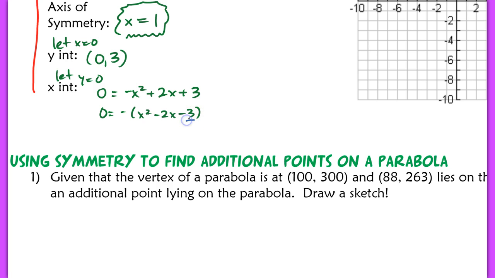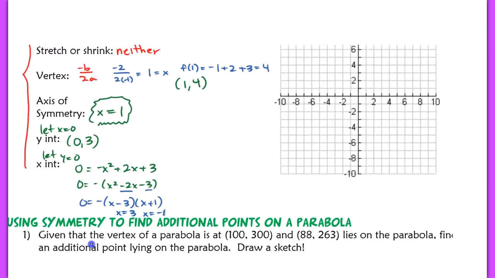I'm just looking for two numbers that will multiply to negative 3 and add up to negative 2. Those two numbers are negative 3 and 1, so I have the opposite of (x minus 3) times (x plus 1). And I have an x-intercept at 3 and negative 1. So now I have enough points to go ahead and graph.